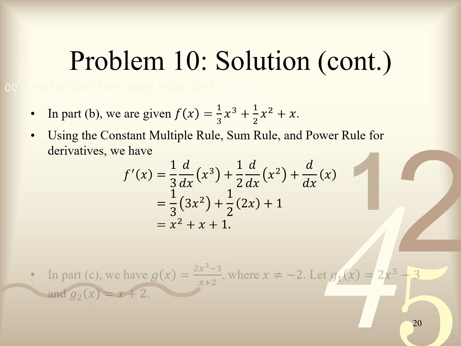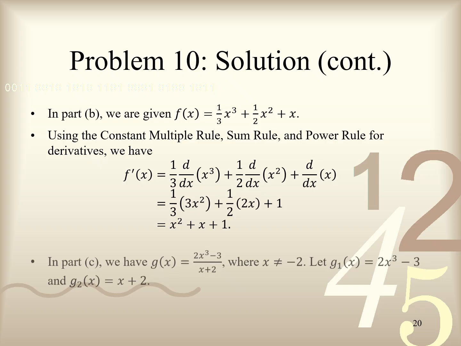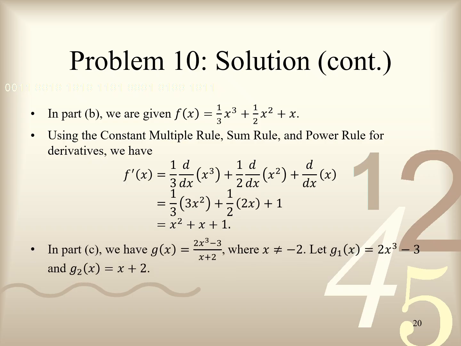In part C, we have the function g of x equal to 2x cubed minus 3, all over x plus 2, where x does not equal negative 2. Let the function g1 of x equal 2x cubed minus 3, and g2 of x equal x plus 2. With that, we may now write g of x as the quotient g1 of x, over g2 of x, where x does not equal negative 2. Using the quotient rule for derivatives, we must find g prime of x, which we will do next.